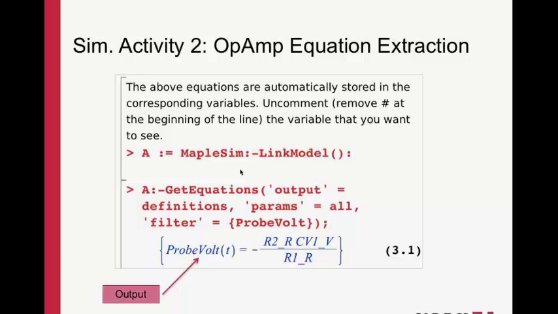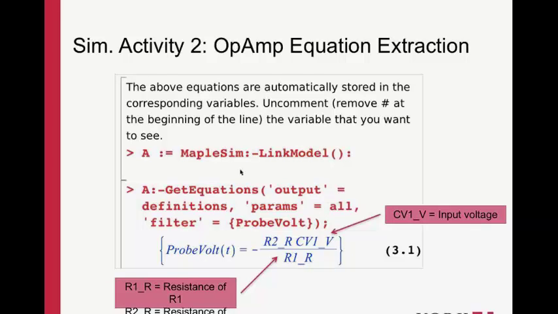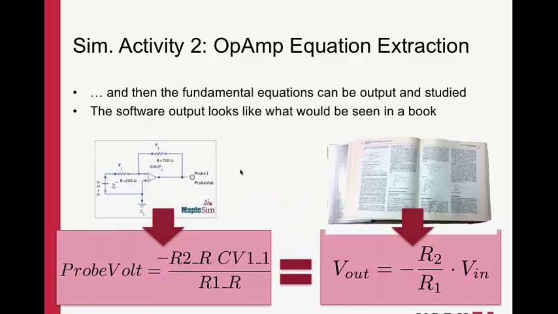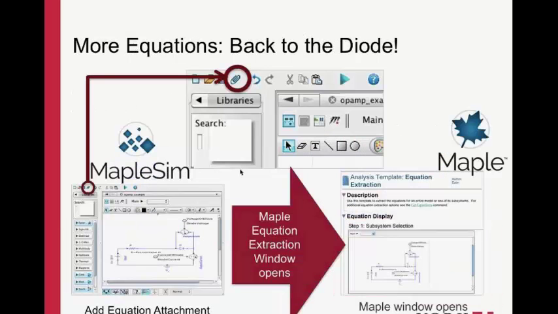The consistency is key. So what we end up seeing is that the probe voltage is equal to the negative ratio of the two resistors multiplied by the input voltage. You take any standard electrical engineering textbook and look at the circuit that they've got in there, and it has the same form, same basic variable names as you would see in MapleSim. So students really like this. This was a key thing for them to see, that this was a constructive tool for them to use.